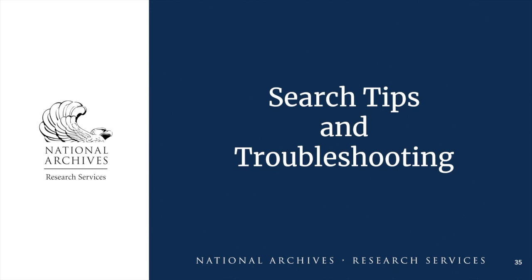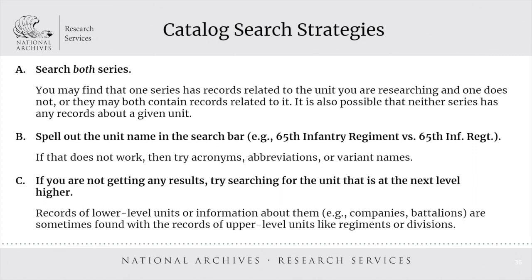That was a quick look at the two series and some of the types of records you might find in them. There is, of course, much more to discover in the Army unit records, but let's take a few minutes now to talk about search strategies and what to do if you are having trouble searching these records. First, I recommend that you search both series for the unit you are interested in. These series are not duplicates of each other, so you may find different records related to your family member's unit in each series, or you may find that one series does not have any records, but the other does.